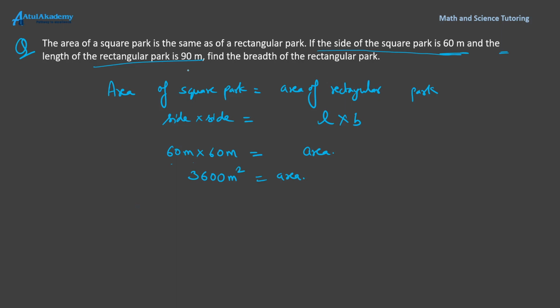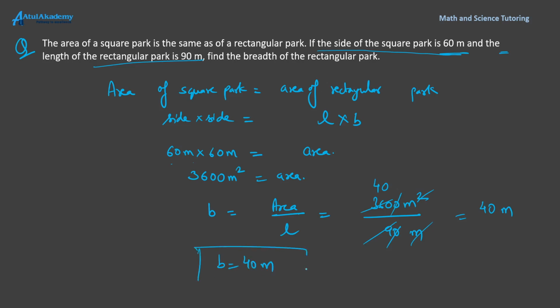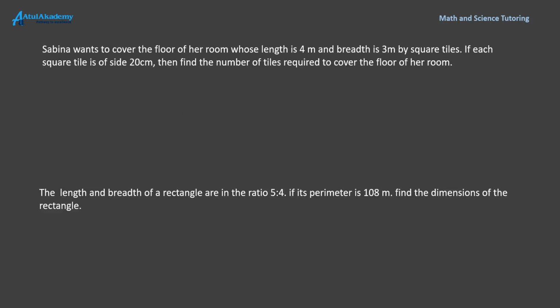Now you have to find breadth of the rectangular park. If area is given, length is given, how to get the breadth? Breadth is area divided by length. So area is 3600 meter square, length is 90 meter. Let's cancel it out. 10 10s, 9 4s are 36, so 40, and meter will cancel out. So you have breadth as 40 meter. I hope this is also clear. Let's move to the next question.